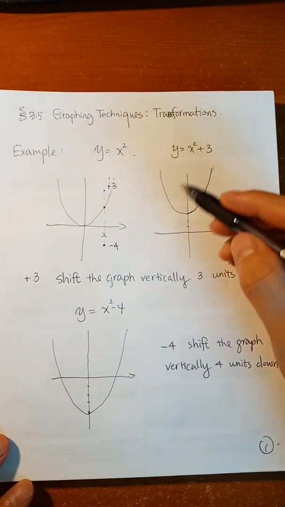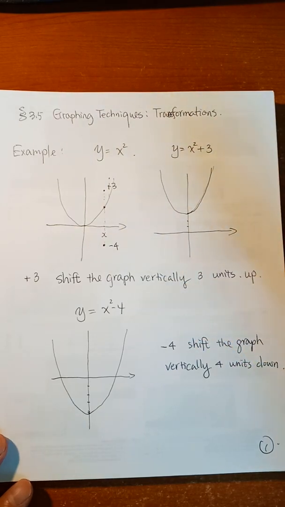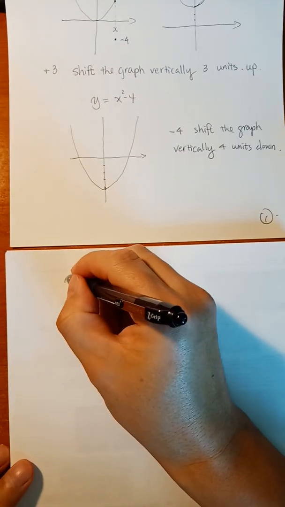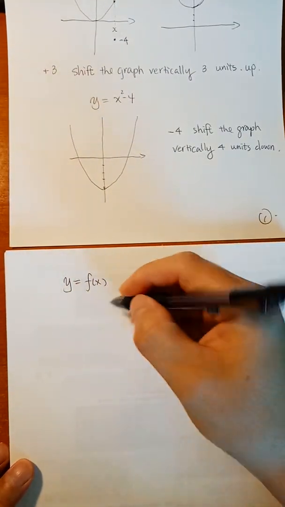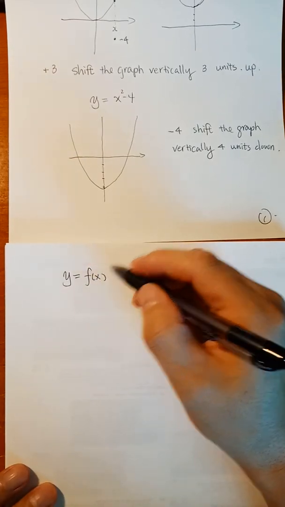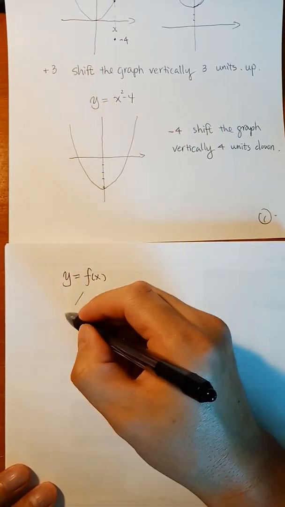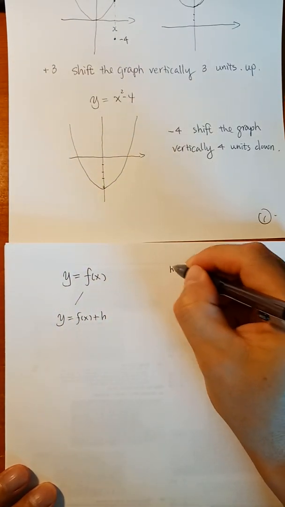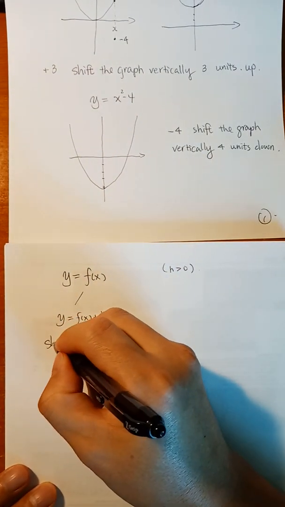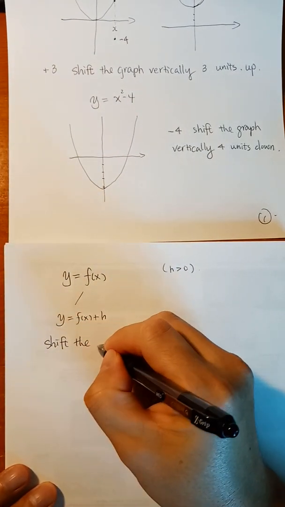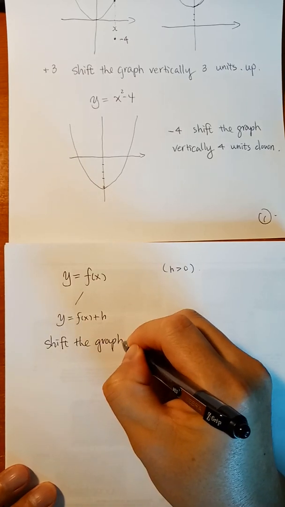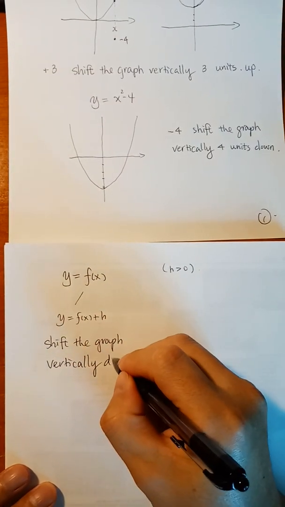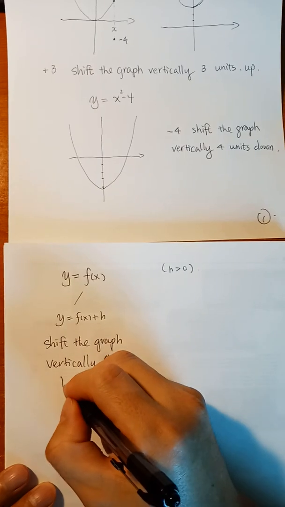So whenever you simply add or subtract some numbers from the function. To summarize it, if you have a function y equal to f(x) and you already know the graph, assume you know the graph of this function, you have two possibilities. One, if you have f(x) plus h, where h is always positive, so h is a positive number, plus h, so shift the original graph vertically up h units.